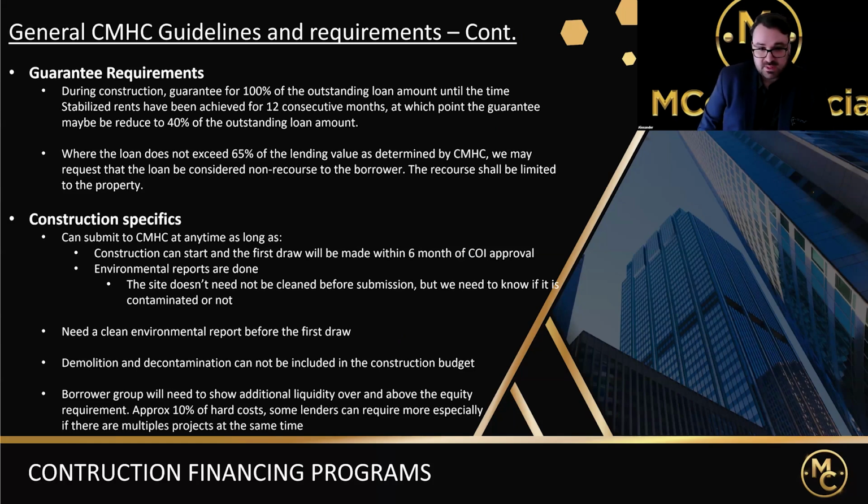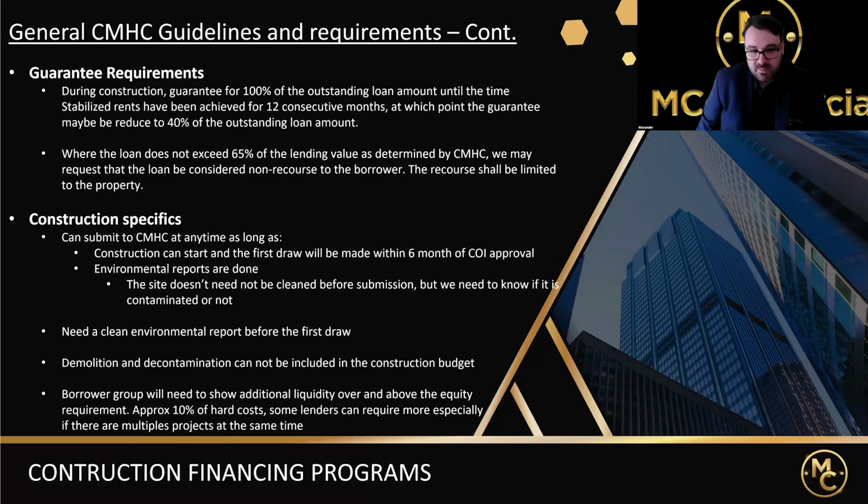However, if you're in the standard program, there is a way to avoid some of these guarantees, and that's if the loan amount is less than 65% loan to value. In those cases, you can get a non-recourse loan, and the definition of non-recourse for CMHC is where the recourse is only limited to the property itself.